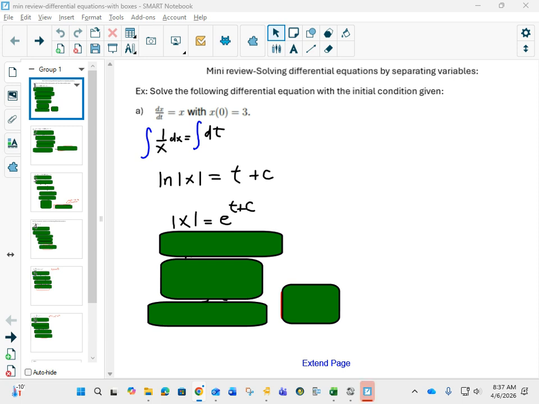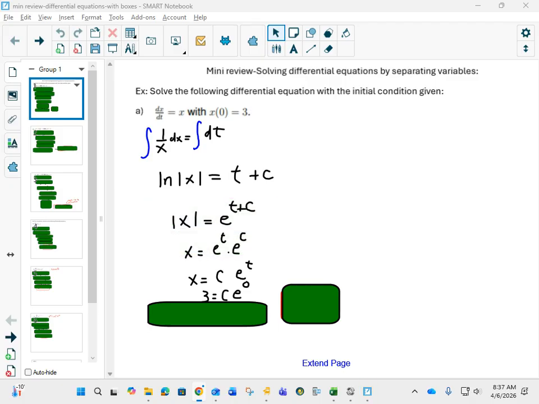Now, if you have a natural log, you could get the x by itself by changing to exponential form. Remember this idea of exponent laws, that if you have t plus c, this is really e to the t times e to the c. And technically, this is a constant. So we can just change it to our new value of c.